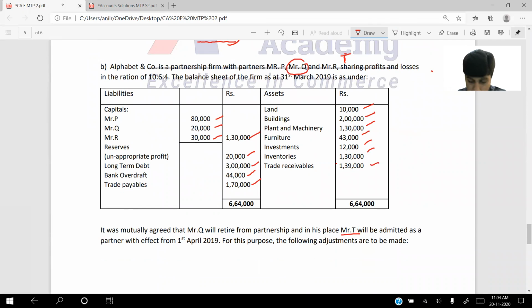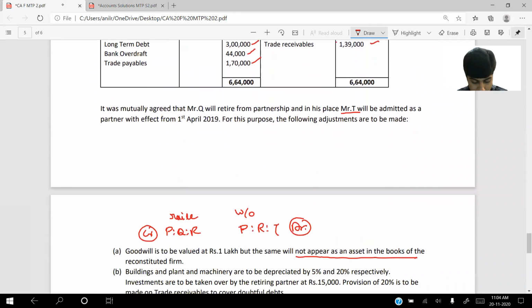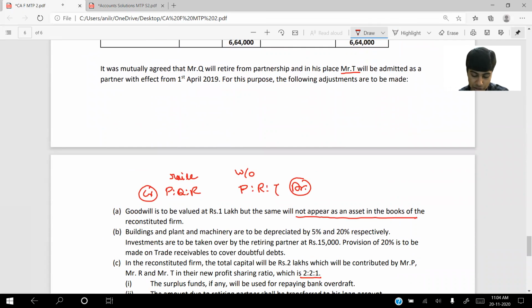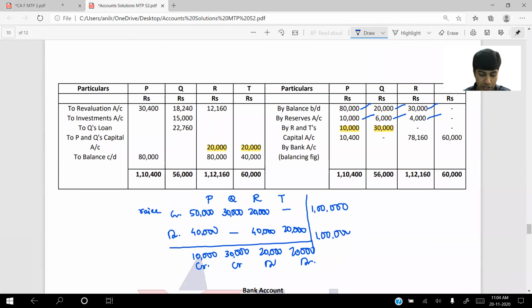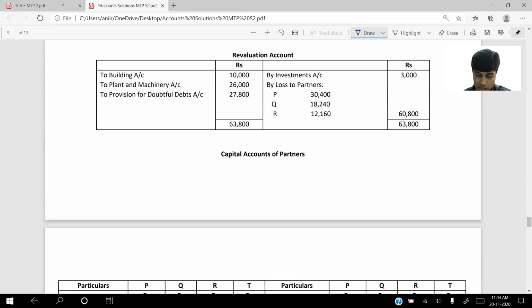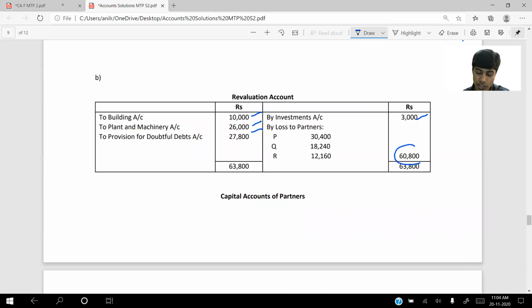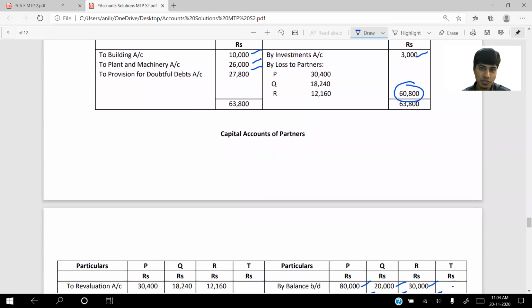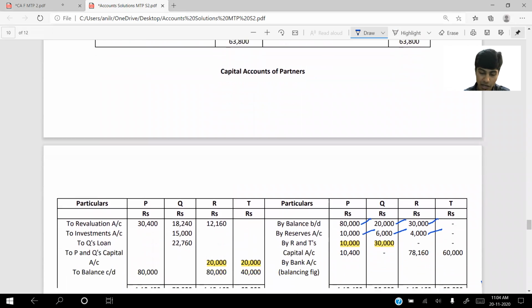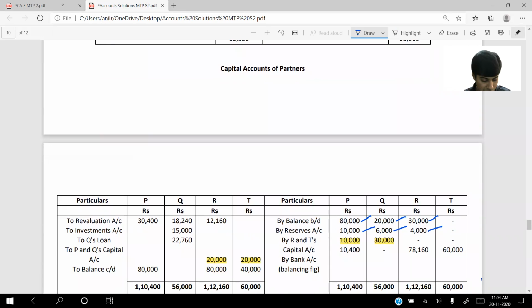Now, there are a couple of adjustments. What are they? Buildings, plant and machinery are to be depreciated by 5% and 20%. So you depreciate those items in the revaluation account, 5% and 20%. Provision for doubtful debts is to be created. Investments are to be revalued. When you do that, whatever comes is to be shared between the old partners in the 10 is to 6 is to 4 ratio. The 6,800 appears in your partner's capital account, debit side.